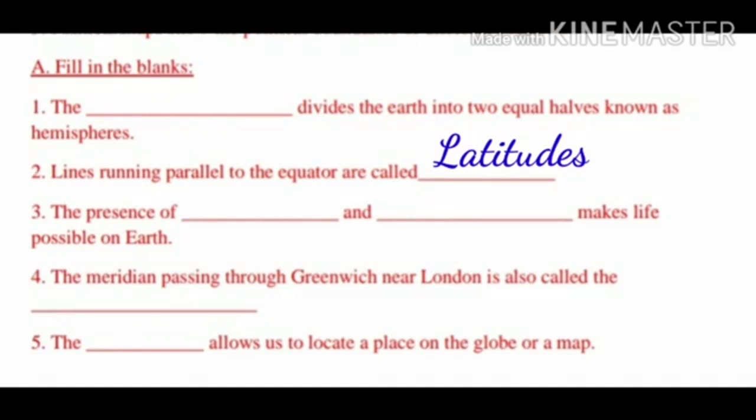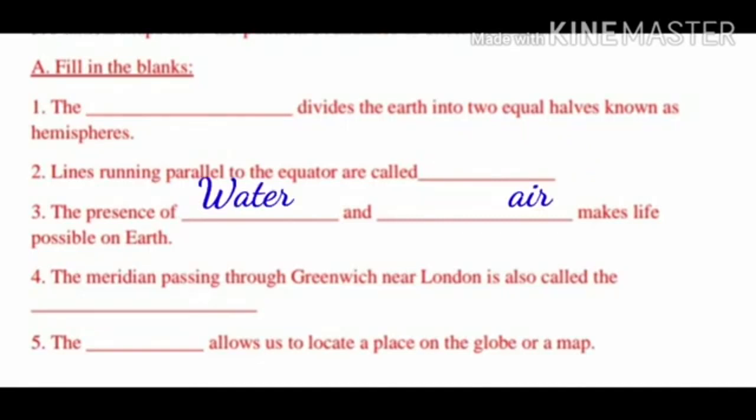Third question, children listen. The presence of dash and dash makes life possible on earth. What is the answer? Yes, water and air. The presence of water and air makes life possible on earth.